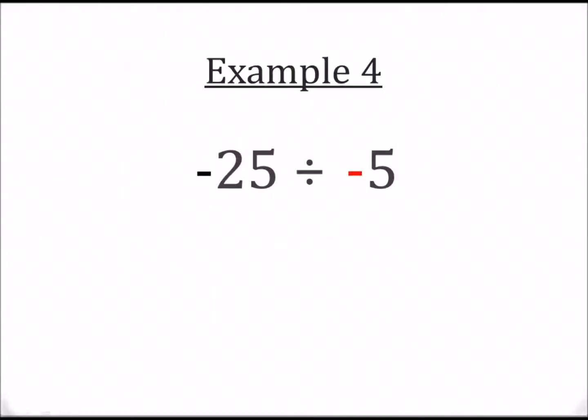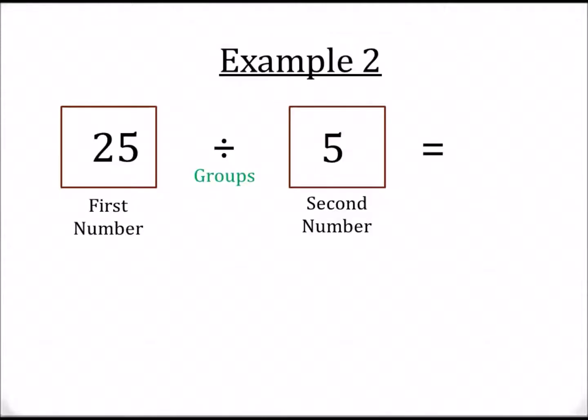Okay, now example 4. If I have negative 25 divided by negative 5, again, I cannot have a negative on the second number. So what we're going to do is take this over here, bring it over here, and make it into a positive 25. So now we have positive 25 divided by 5.